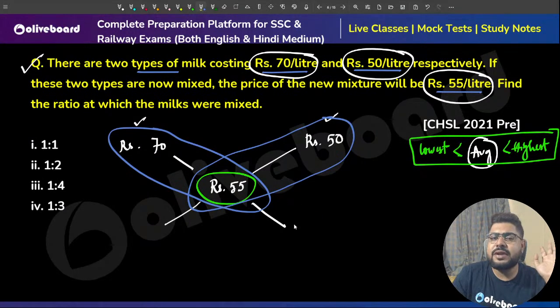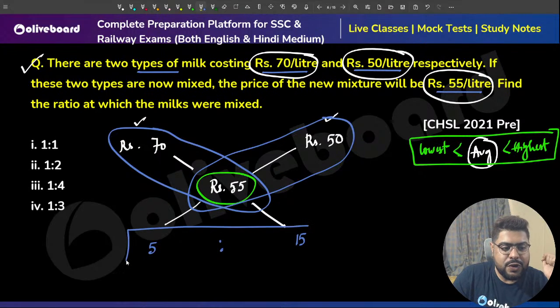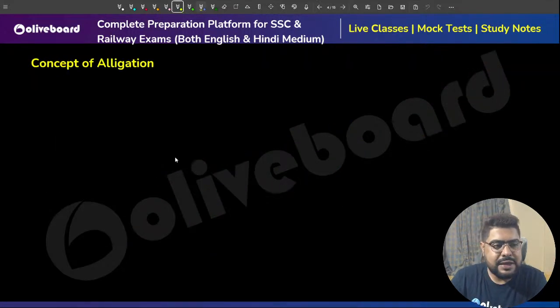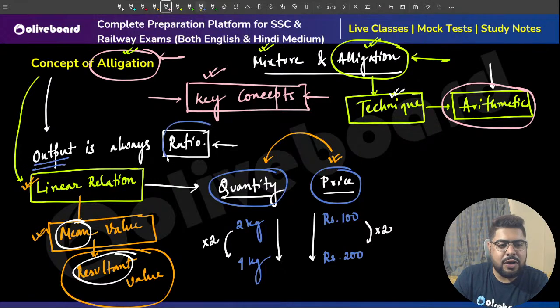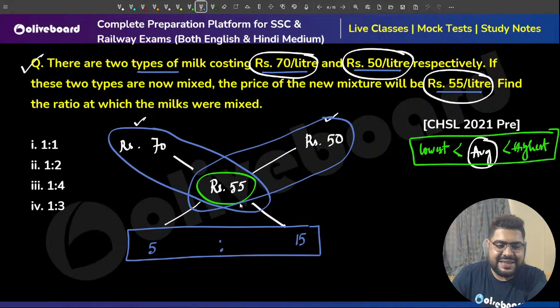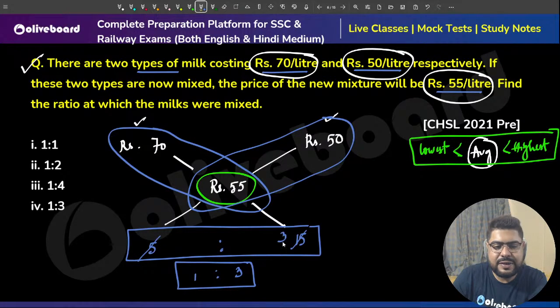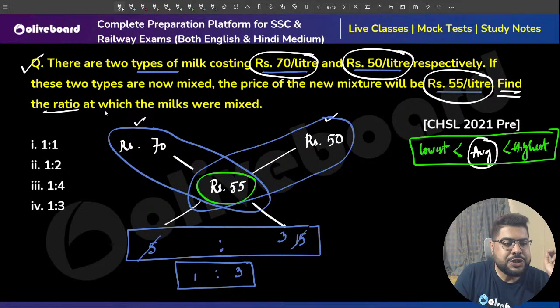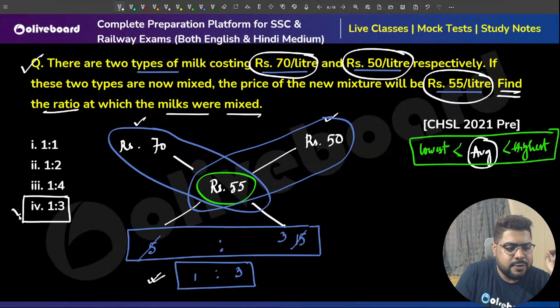So 70 minus 55 is how much, sir? 15. Then 55 minus 50, because difference means bigger one minus smaller one, is 5. So this is the ratio. Now you'll ask, sir, why ratio? I told you, in allegation the output is always a ratio. So this ratio is 15 to 5, that is 1 ratio 3, because 5 threes are 15. So the ratio at which the milks were mixed is 1:3, option number 4.